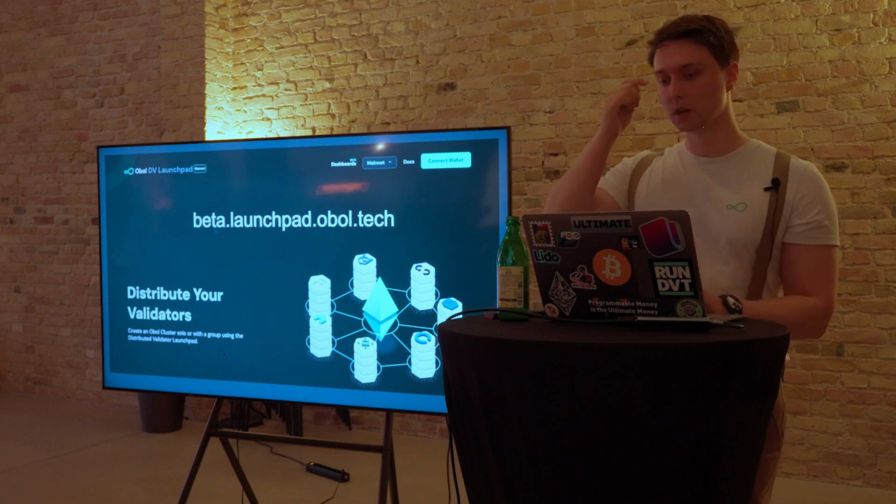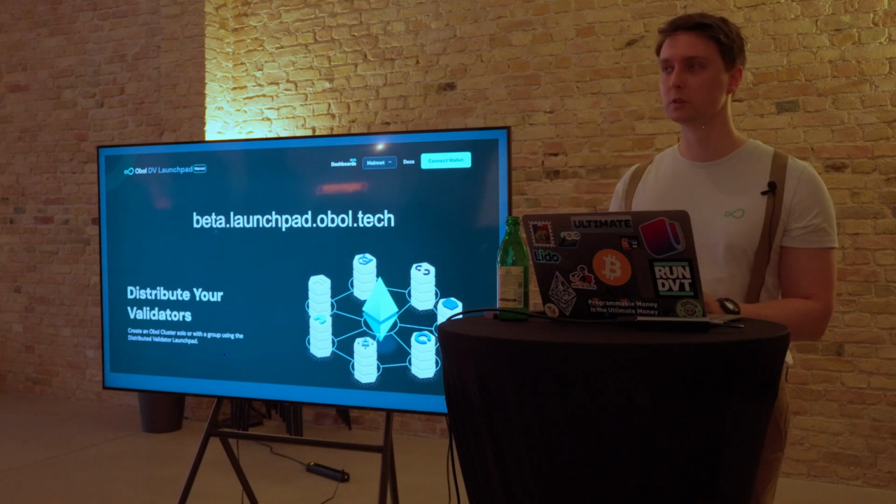I mentioned we do have a launchpad. It's actually built by the same guy that was helping to build the original staking launchpad, so that's pretty cool, Chris Battenfield. And yeah, it's pretty easy to use.